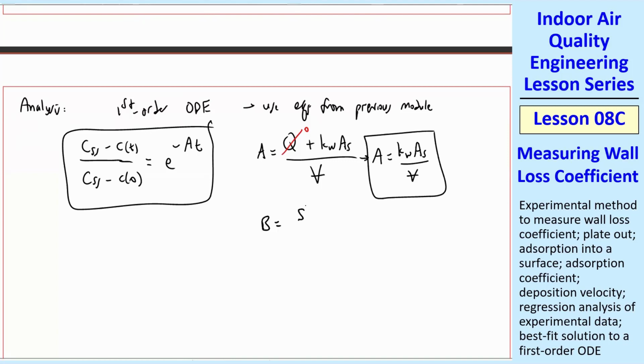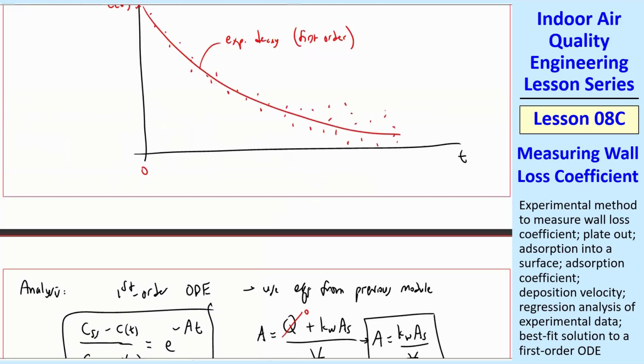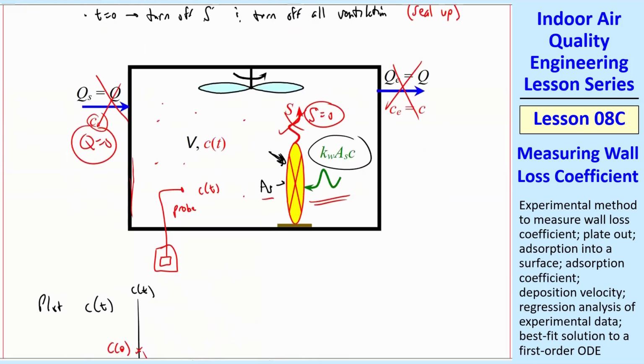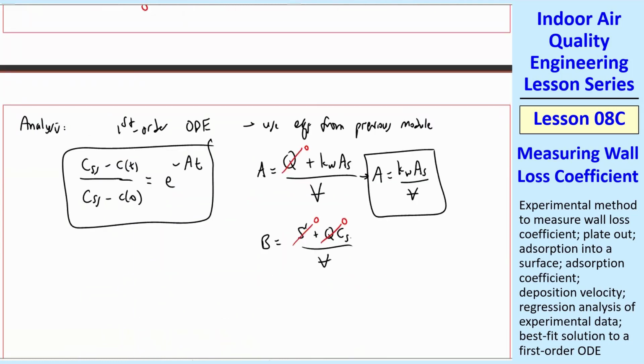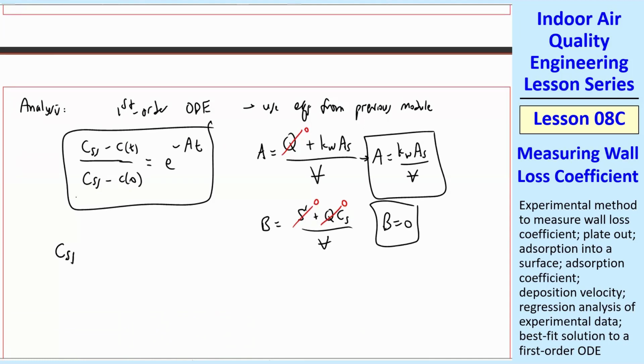B was S plus Q CS over V. Well, here, S is 0 and Q is 0. There is no CS because you're not bringing any supply air into the room. It's sealed up. So Q is 0 and CS doesn't matter. In other words, B is just 0. And then CSS in this equation, if you look back, was equal to B over A. Well, B is 0, so CSS equals 0.